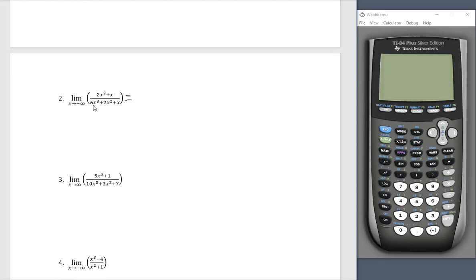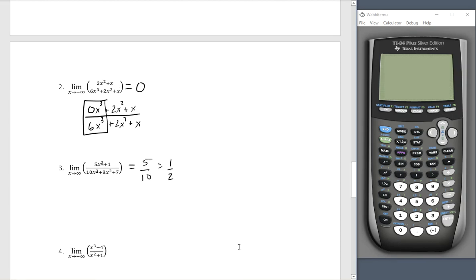Work hard, not smart. When I see that the denominator is higher, if I needed to, I could write this as 0x cubed over 2x squared, x, and 6x cubed. Really, there's the difference right here. If I look at my leading coefficients, my limit's going to be 0. I see that my powers are the same, so my limit will be the leading coefficients.